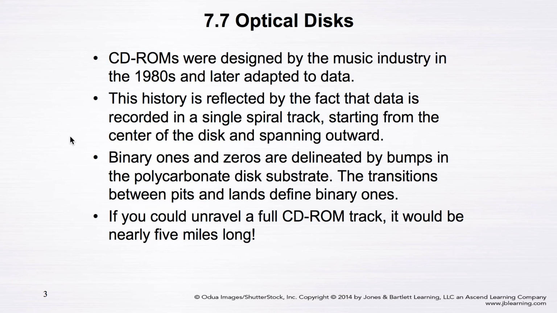On the other hand, the binary 1 and 0 are delineated by bumps in the polycarbonate substrate, and the transition between pit and land defines binary one. If you could unravel a full CD-ROM track, it would be nearly 5 miles long. So that's huge. A condensed binary string is going to be stored in a CD-ROM.